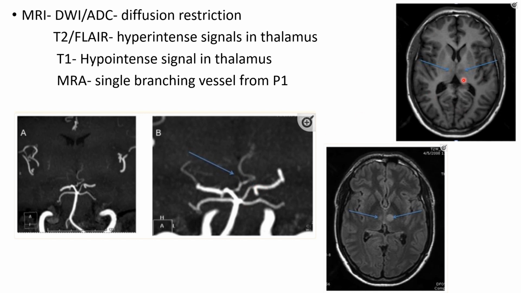And this is a T1 weighted image showing hypointensities in thalamus, and this is the axial FLAIR image showing hyperintensities in thalamic regions bilaterally.